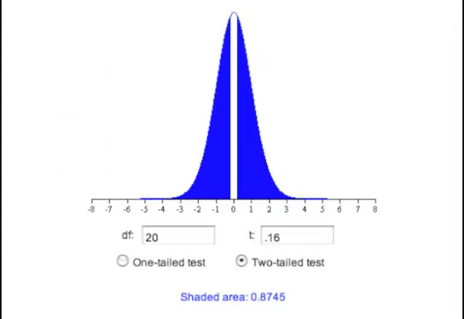Using the online calculator, we find that the two-tailed probability value is 0.8745 when t is 0.16 and there are 20 degrees of freedom. Therefore, the difference between the success condition and the failure condition is not significant.